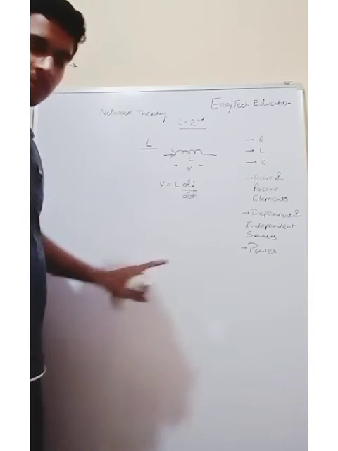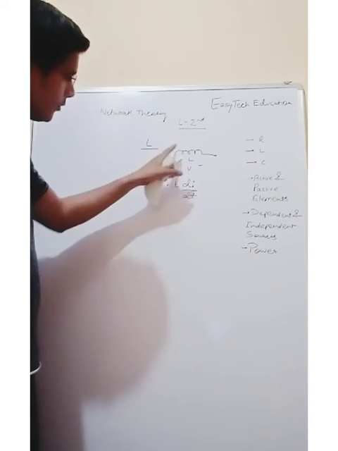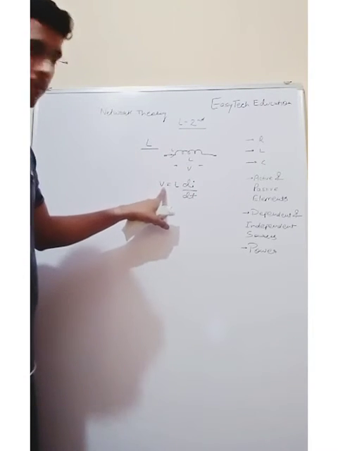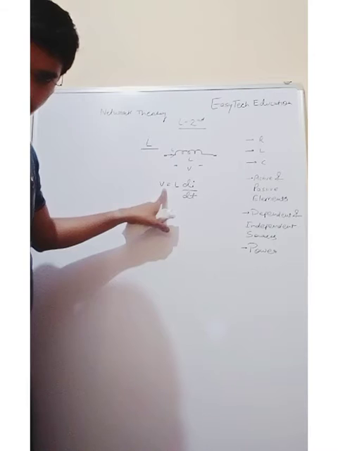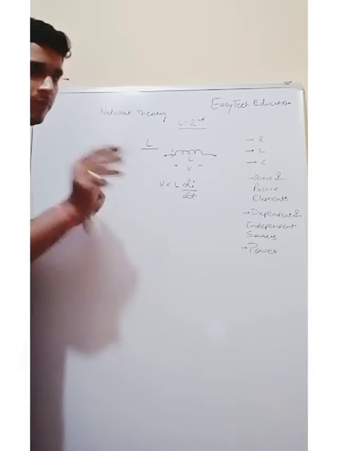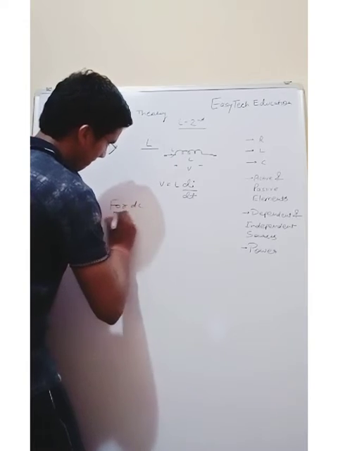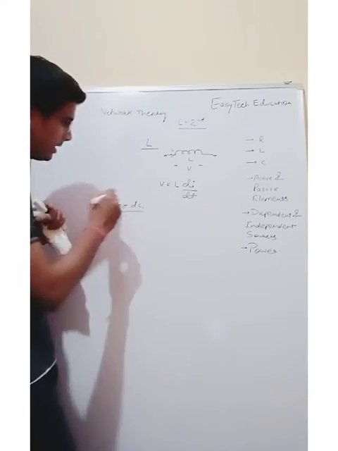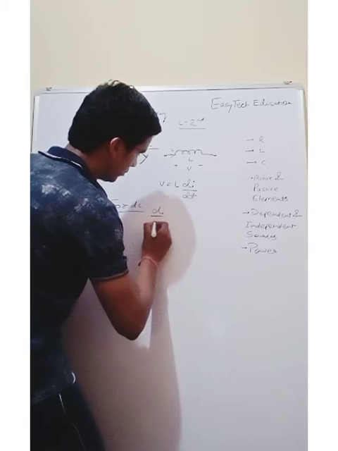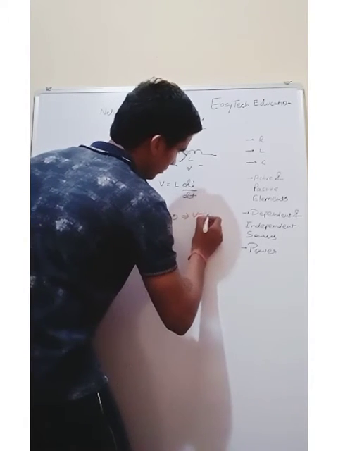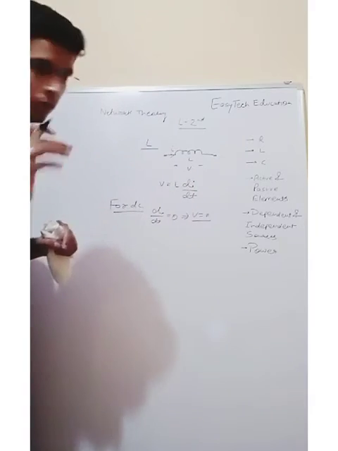When there is no change in the current, then the voltage induced across the terminals of the inductor is always equal to 0. That means whenever you give DC supply, for DC supply, the di by dt term is always equal to 0. That implies V is always equal to 0. That means it's a short circuit.